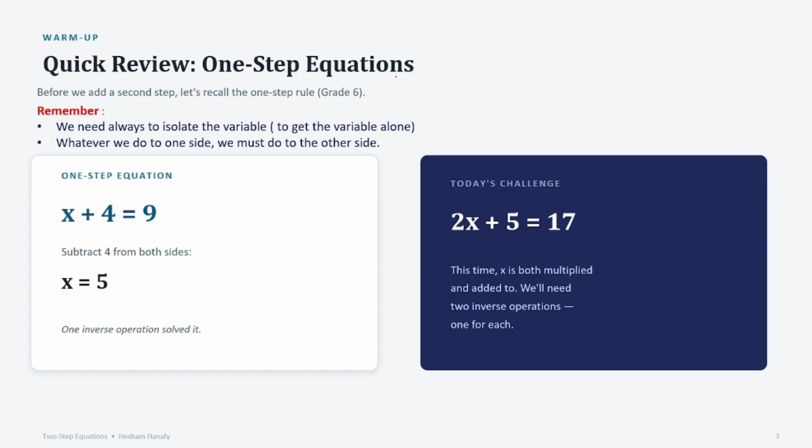But before we move forward, we need to recap an important topic, which is one-step equations. From that lesson, we need to remember two important points that we will also use for today's lesson. The first one, we always need to isolate the variable. To get the variable alone, for example x, we need to make it alone in the equation. And secondly, whatever we are doing to one side, we must do to the other side. Let me explain that to you in an example.